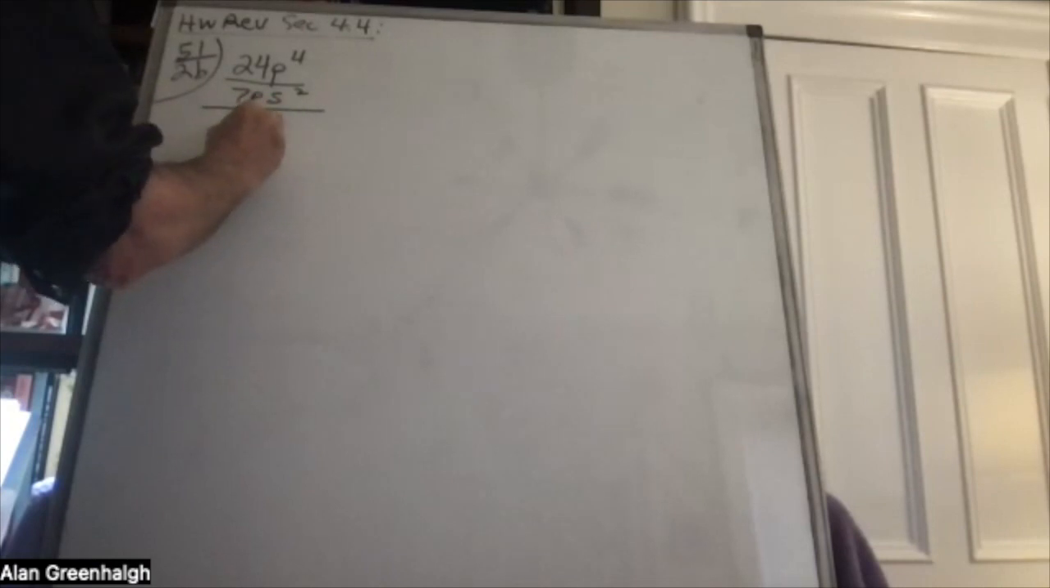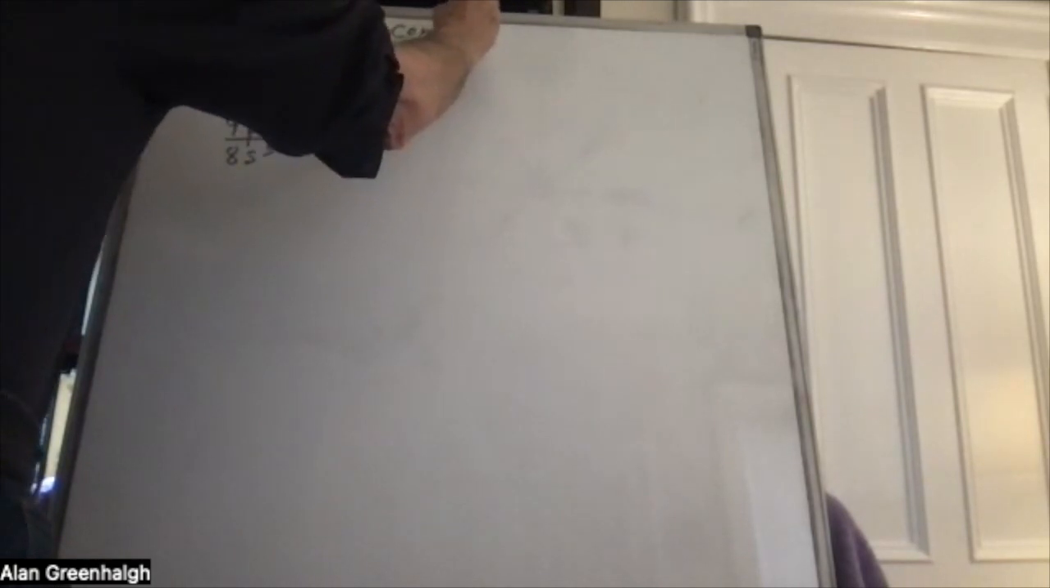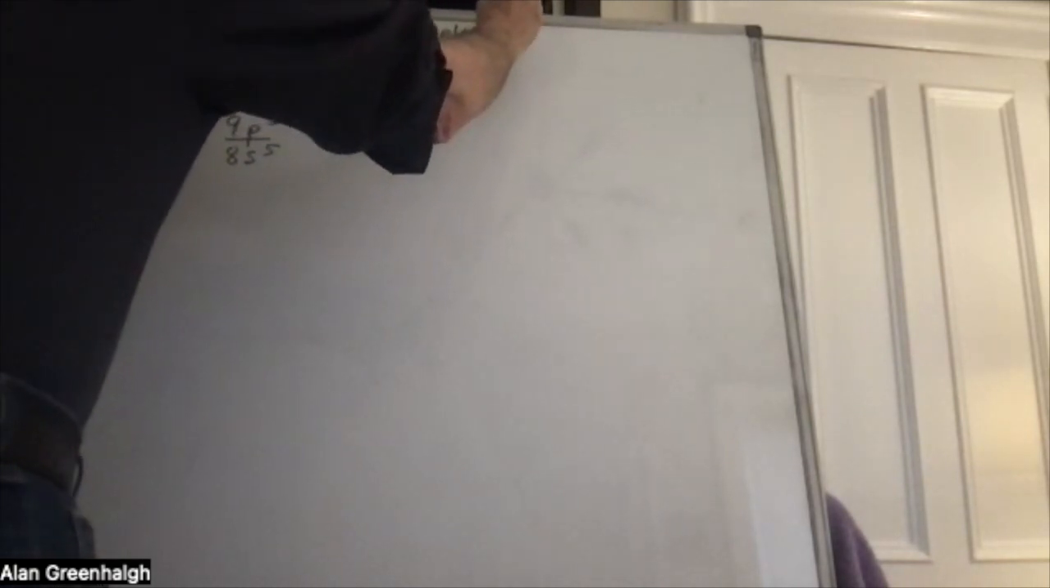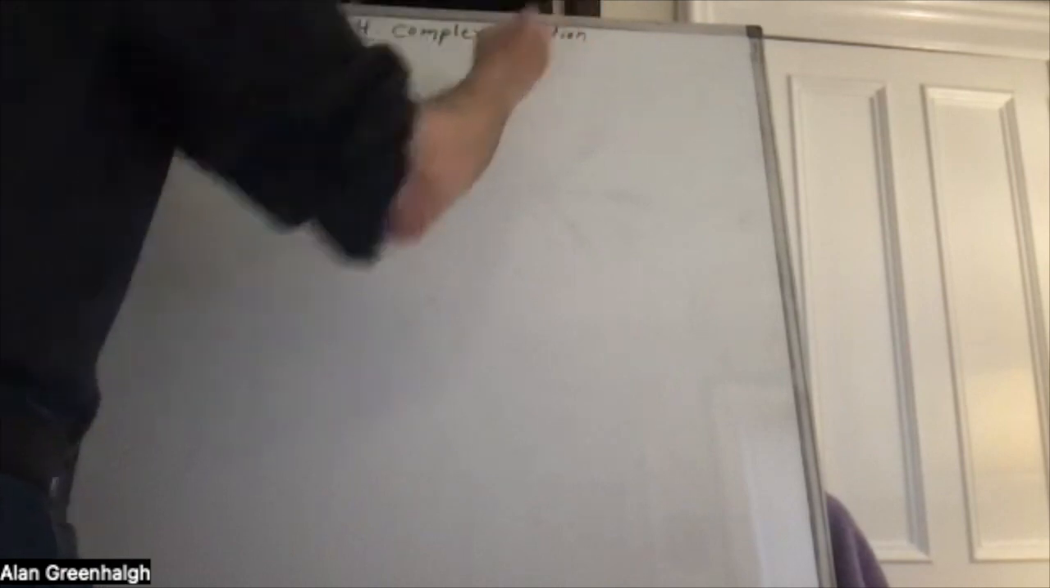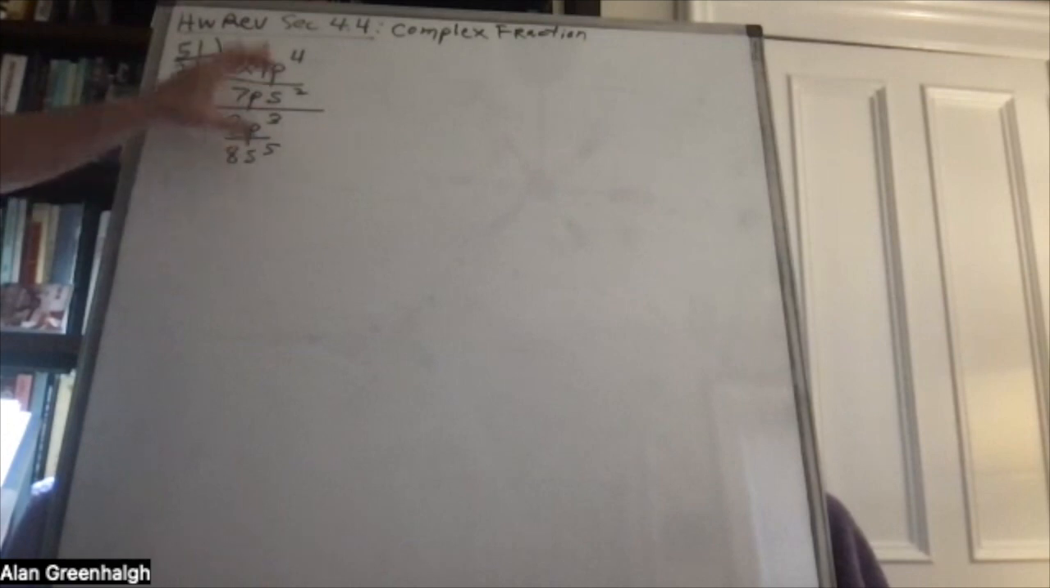All right, so first of all, this is called a complex fraction, not a complex number. That's a different concept. A complex fraction is a fraction within a fraction. So the idea is to get rid of both of these denominators at the same time. So we need to multiply by 7.